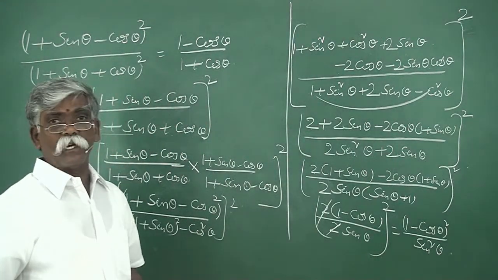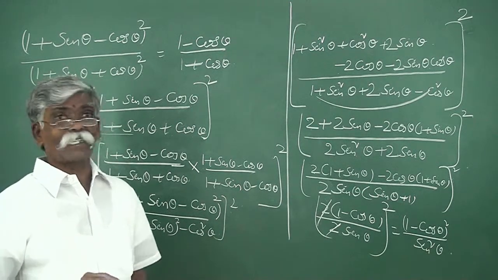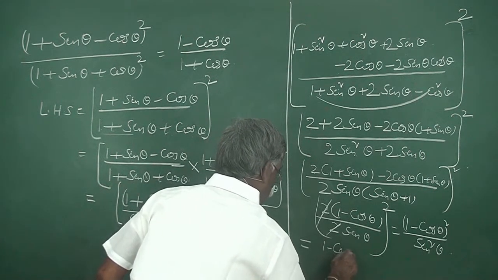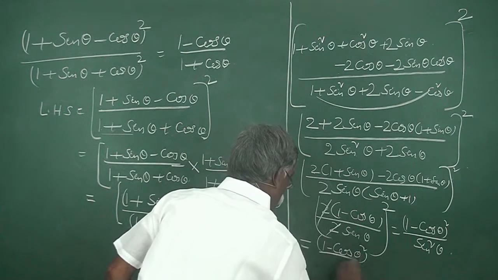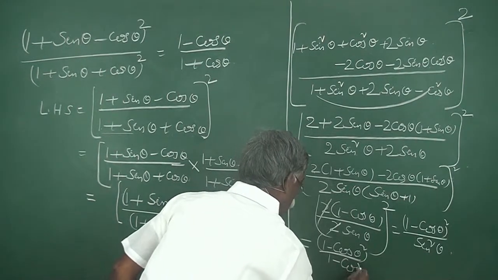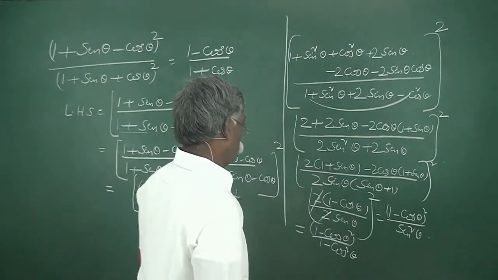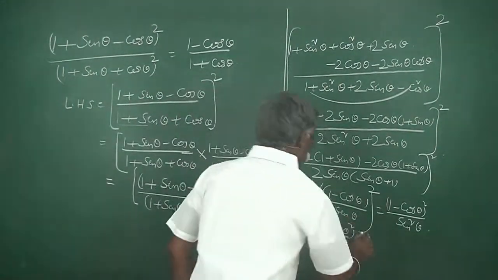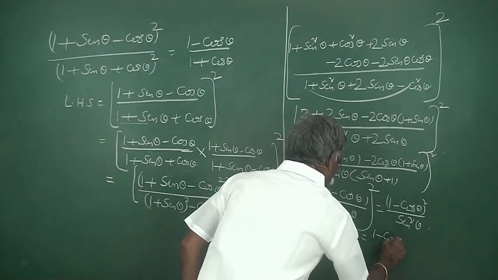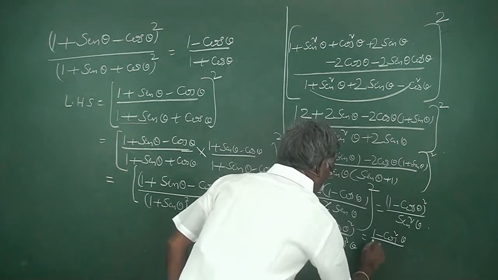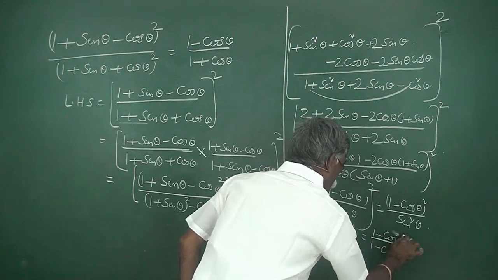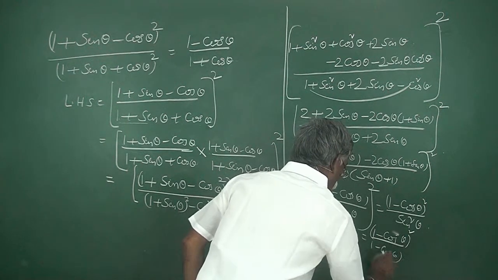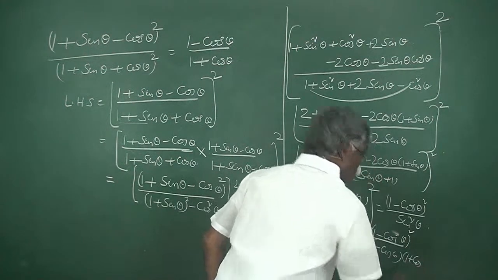The denominator sin square theta is 1 minus cos square theta. So therefore this is (1 minus cos theta) whole square by (1 minus cos square theta). And now the numerator is 1 minus cos theta whole square. The denominator is 1 minus cos theta into 1 plus cos theta.